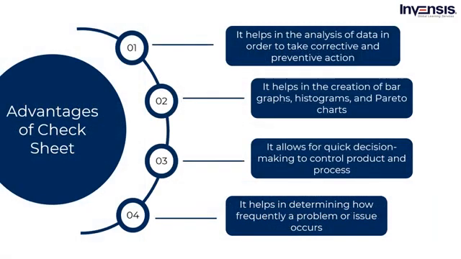Talking about some of the advantages of check sheets, it helps in the analysis of data in order to take any required corrective and preventive action. Next, it helps in the creation of bar graphs, histograms, and Pareto charts. Then, it allows for quick decision-making to control product and process nonconformance. Next, it helps determine how frequently a problem or issue occurs and allows systematic data collecting or record keeping. So, this was about check sheets.